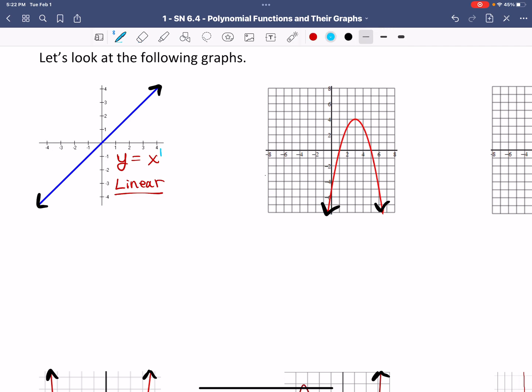Now, let's go ahead and add another piece of information. This graph has a degree 1. It also has a leading coefficient that is 1, so it's positive. So, what do we know about this graph? We know that the leading coefficient is positive. The end behavior is down on the left, up on the right.